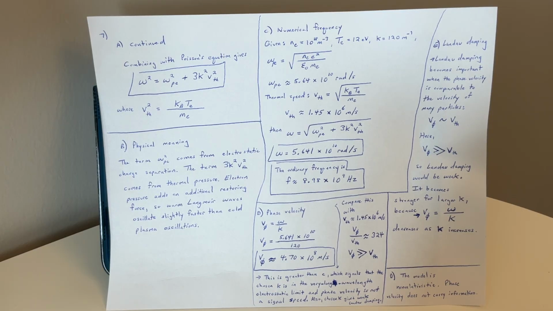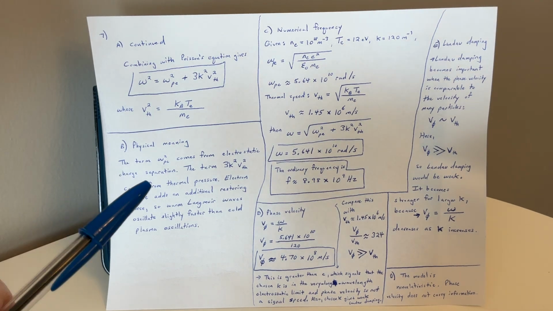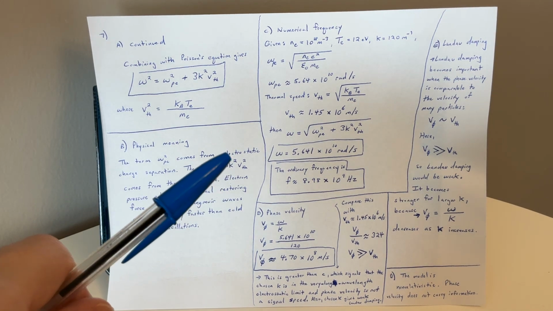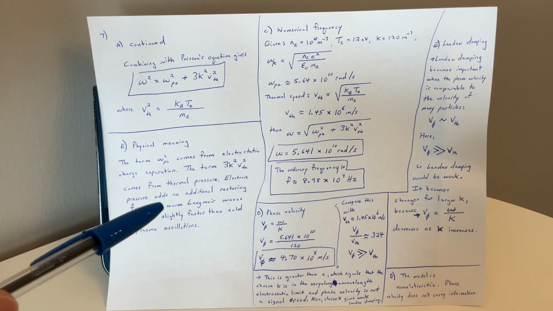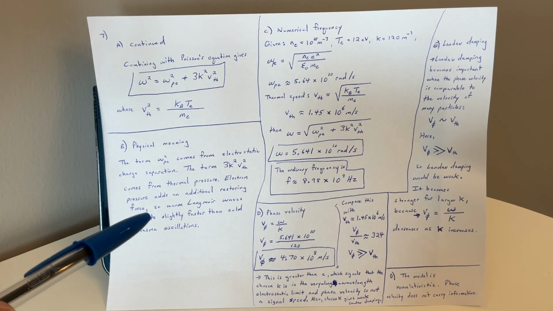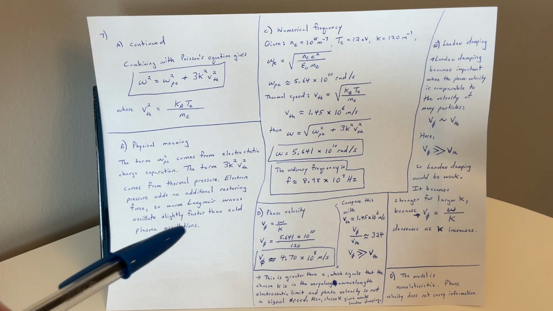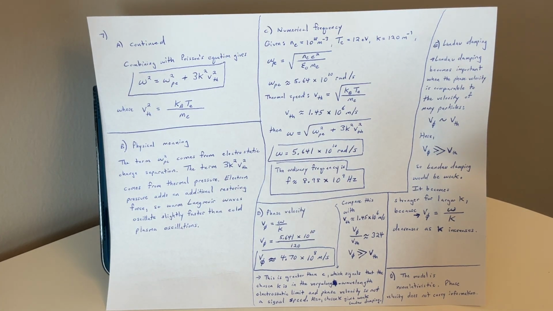Part B, they want us to explain the physical origin of the thermal correction term. Okay, so let's see here. Part B, physical meaning. The term omega sub Pe squared comes from electrostatic charge separation. The term 3k squared V sub Th squared comes from thermal pressure. Electron pressure adds an additional restoring force. So warm Langmuir waves oscillate slightly faster than cold plasma oscillations.